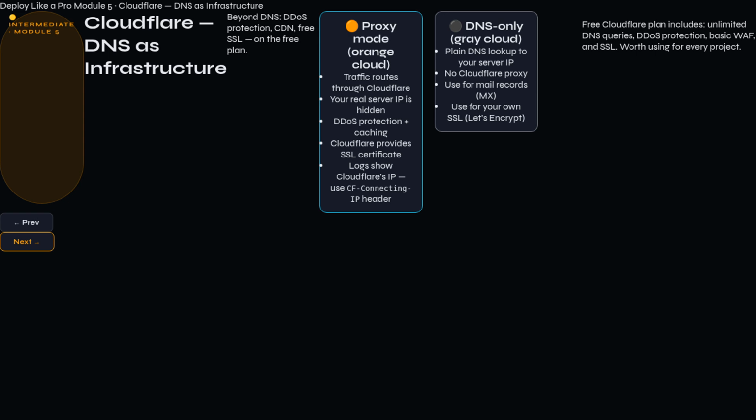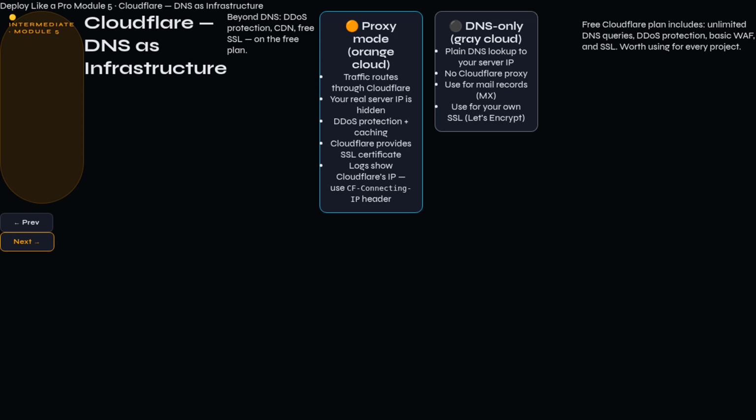The Cloudflare proxy, Orange Cloud. When you enable the Cloudflare proxy on a DNS record, traffic goes through Cloudflare's network before reaching your server. Your server's real IP is hidden. Users connect to Cloudflare's IP, which proxies to your server. Benefits of the proxy: DDoS protection, web application firewall, caching, automatic HTTPS with Cloudflare's SSL certificate.